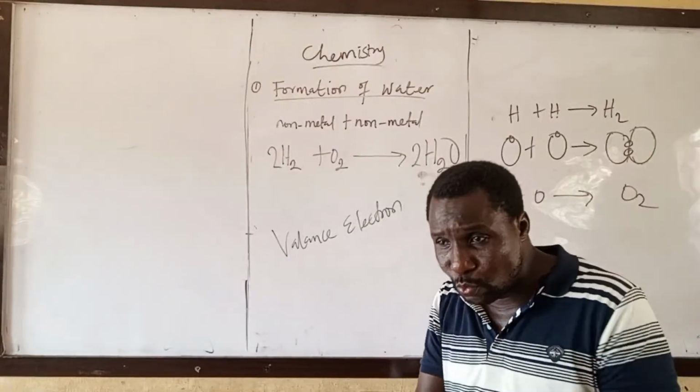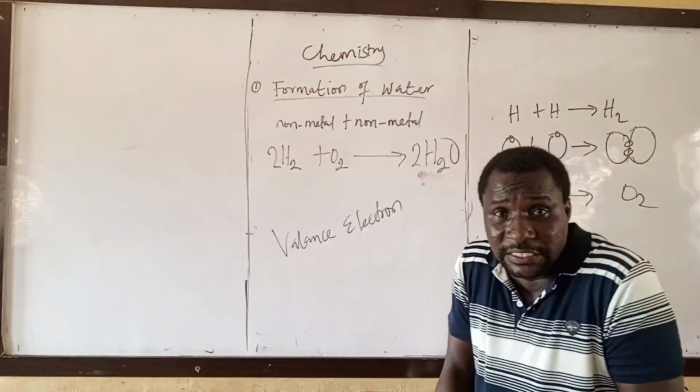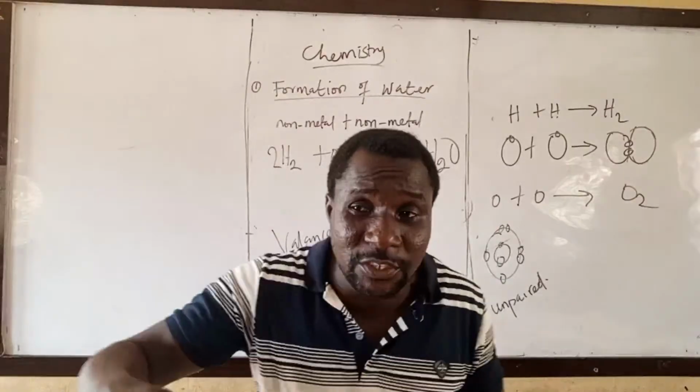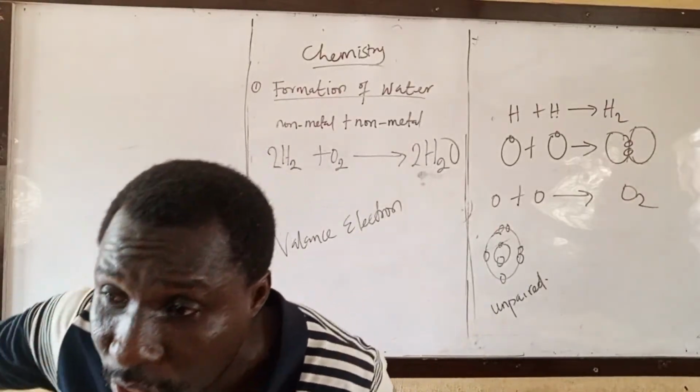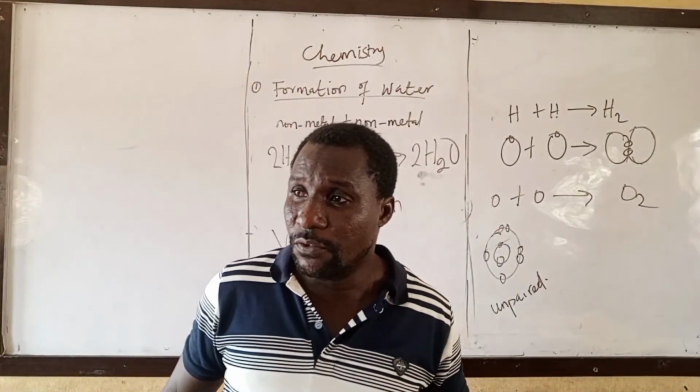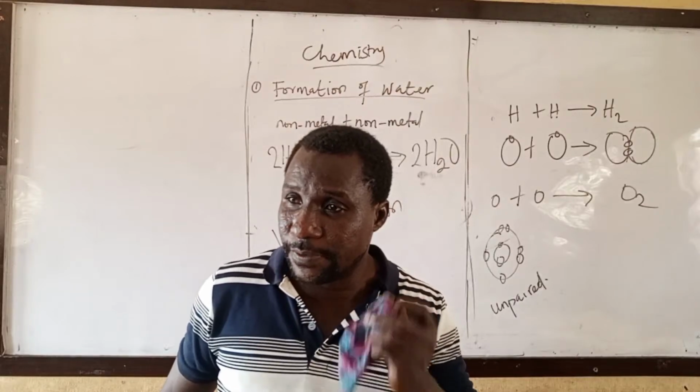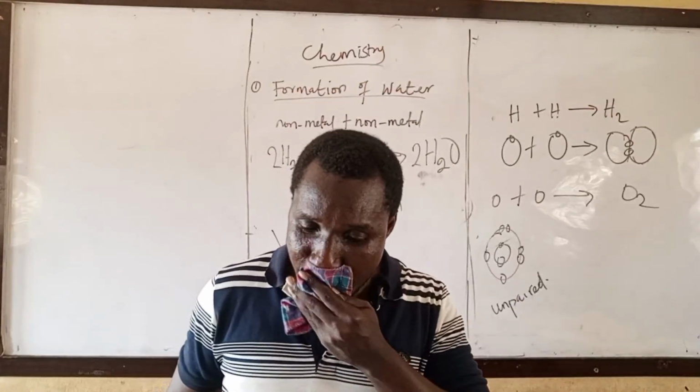Unpaired electron, that is when you have just one electron standing. Unpaired electron is one that undergoes what? Covalent bonding. Covalent bond. Do you understand? Please, let's move.